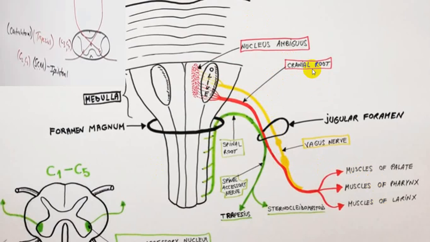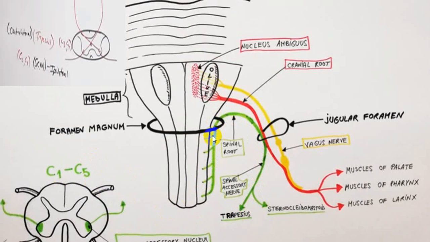So that is a cranial root part. And this combined nucleus, we call that the nucleus ambiguus. And this spinal root part, after entering through the foramen magnum, combining with the spinal accessory, again separates out after coming out to the jugular foramen, and then it supplies sternocleidomastoid and trapezius, and that root is C1 to C5.